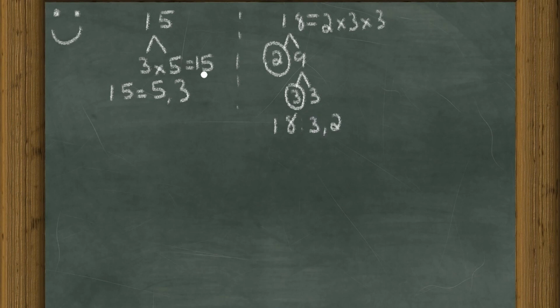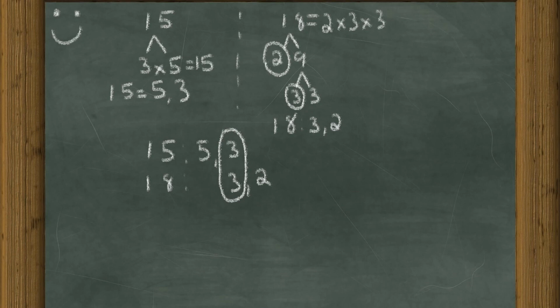When we say what is the greatest common divisor between two numbers, first we want to list each number's prime factors. So for 15, the prime factors are 5 and 3, and I'm going to write them in descending order. And then for 18, the prime factors are 3 and 2. So you can see the greatest common divisor between 15 and 18 is 3.